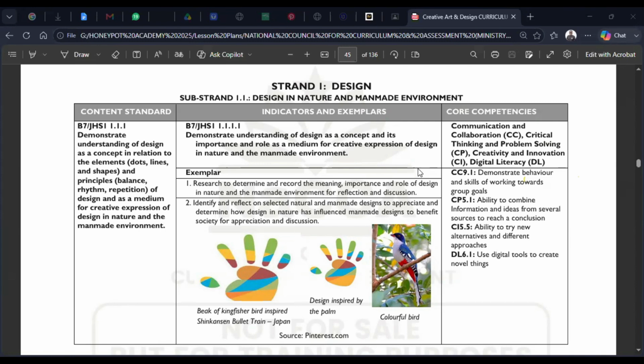Now, when we talk about nature, you all know what nature is. When we talk about man-made, you all know what man-made is. Who can tell me another word for man-made? Send it in the chat. All right. Thank you, Cheryl. Another word for man-made, artificial. Good. Thank you, Obi.